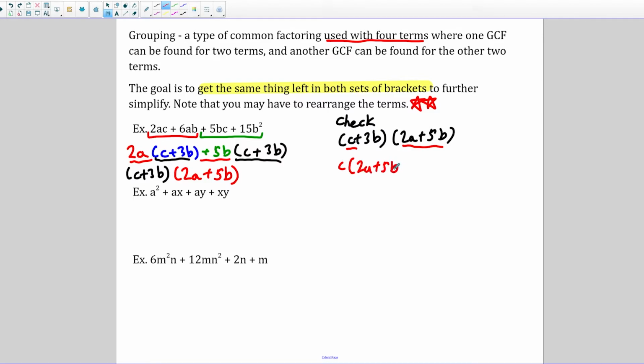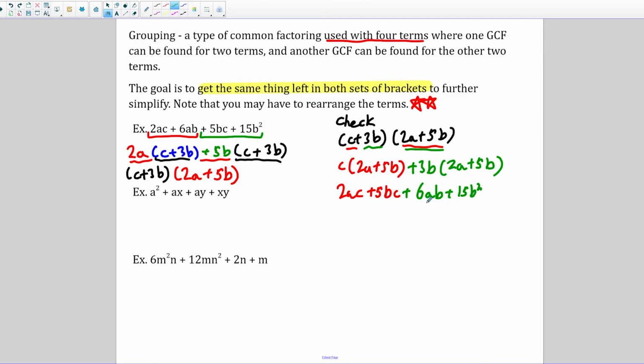2a plus 5b. And then we're going to take that positive 3b and multiply it with that second factor again. So once we distribute, I have c times 2a gives me 2ac. c times 5b gives me plus 5bc. My 3b times 2a gives me positive 6ab. And 3b times 5b gives me plus 15b squared.